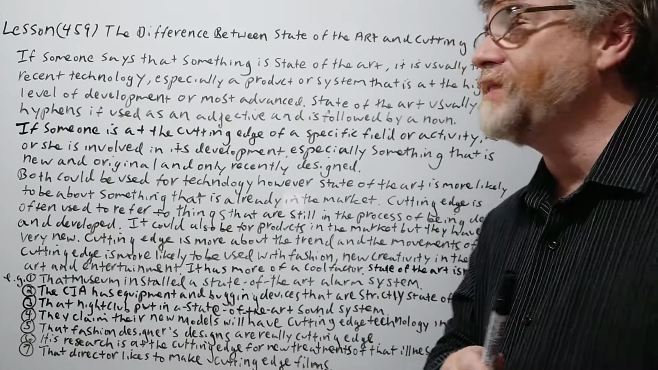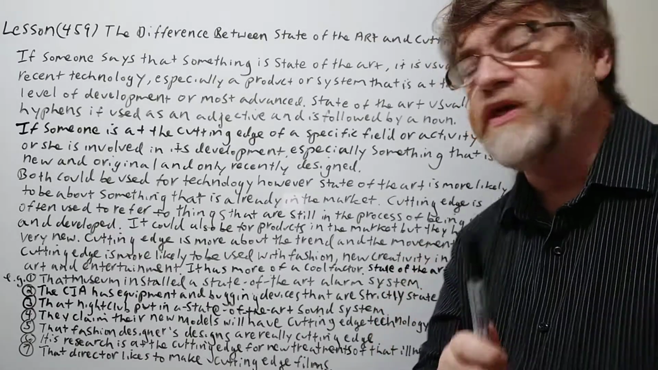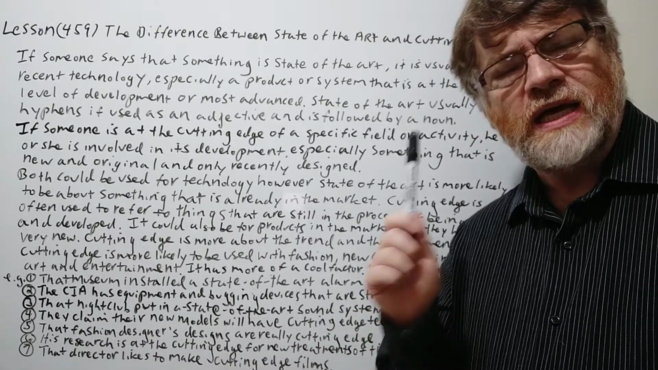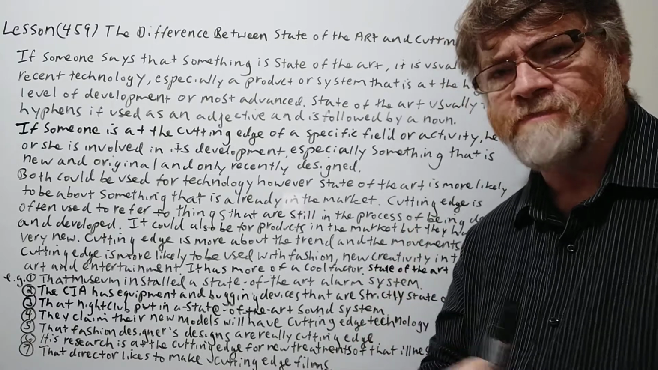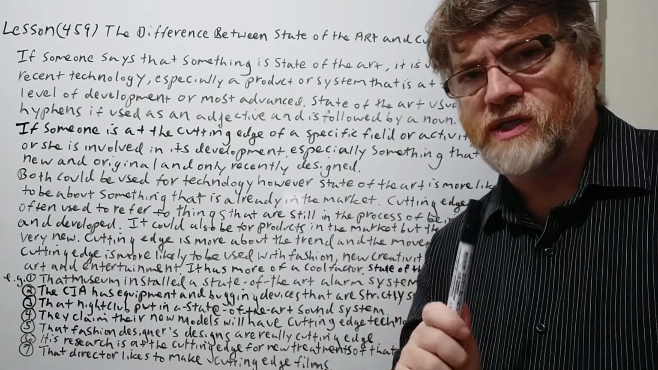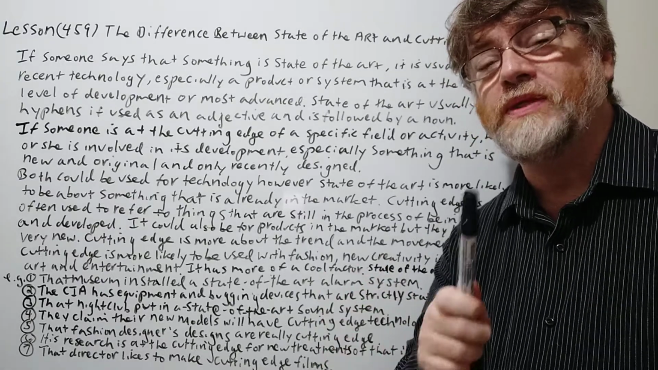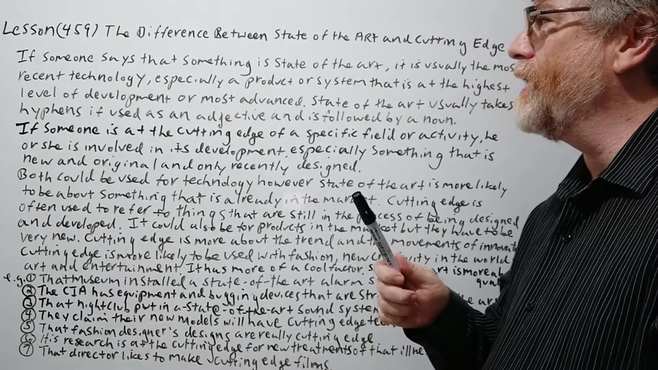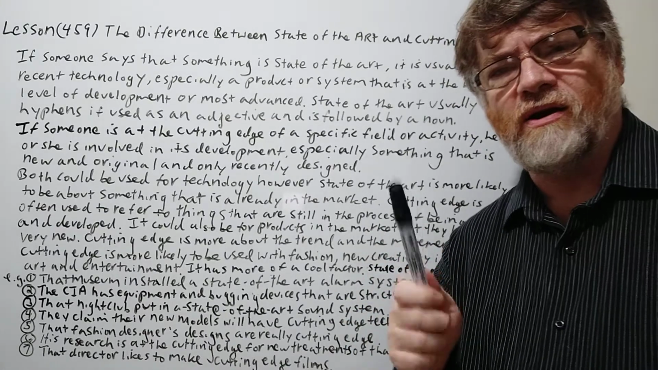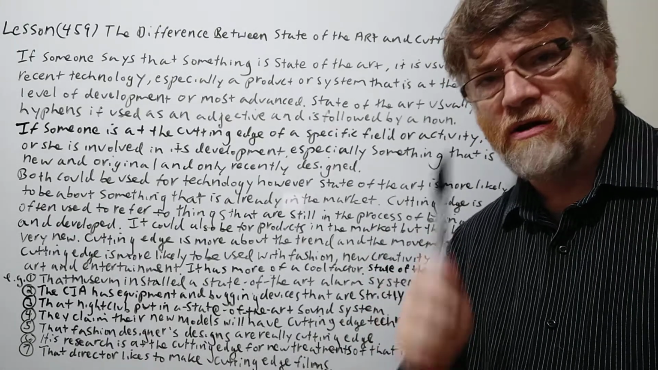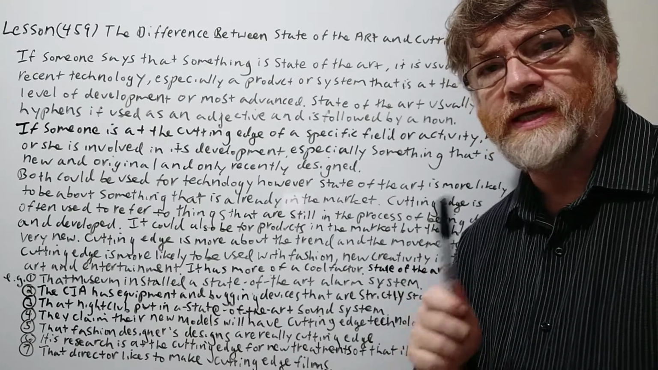The title of the lesson today is the difference between state-of-the-art and cutting edge. This is one that sometimes comes up in class. There is a little bit of a crossover here because they both could have something to do with technology. And they're both about things that are very new. But yet there are some clear differences between these two.